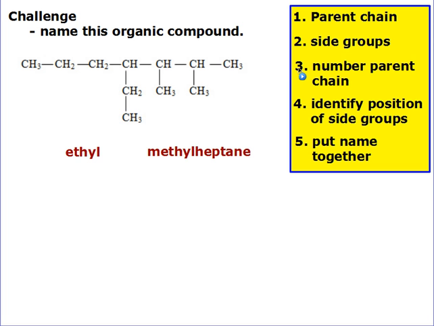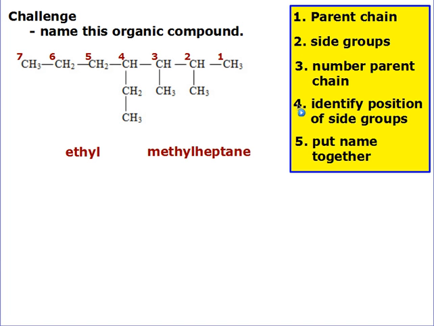We're going to number our chain. This time, to give our side groups the lowest number possible, we're going to number from the right. So 1, 2, 3, 4. Our side chains have the numbers 2, 3 and 4 rather than 4, 5 or 6. Give them the lowest numbers possible.